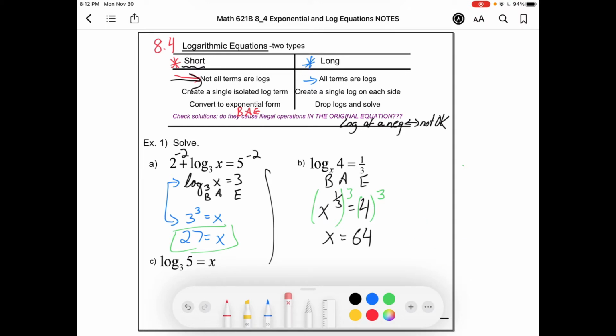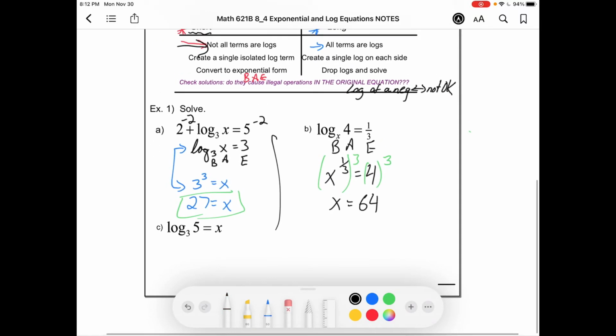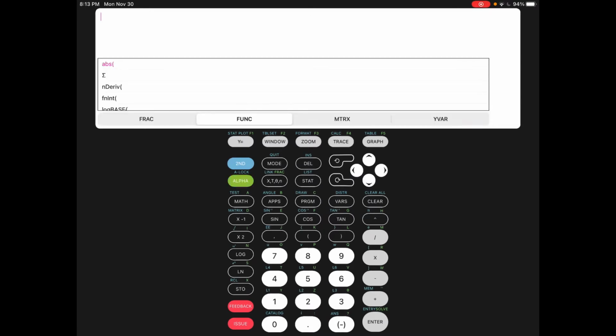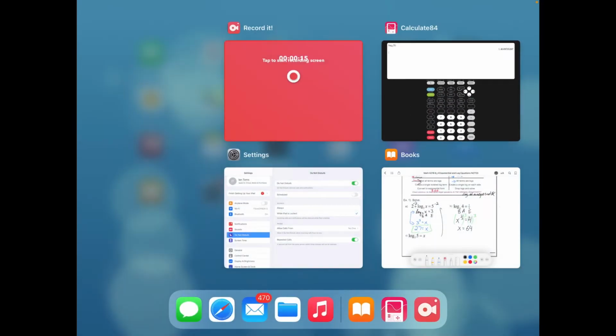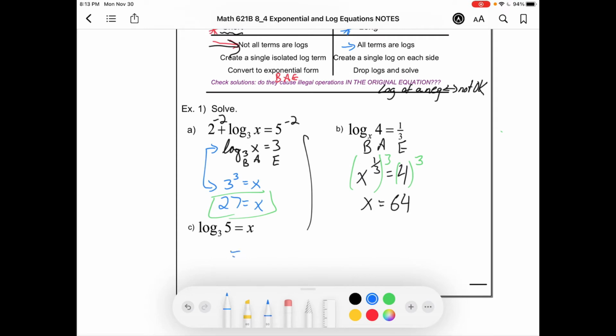Lastly, let's take a look at log base 3 of 5. Now, some of you are going to have a fancy calculator, and you can just type this in. So I can get the log base 3 of 5. Here's my log base 3 of 5. Gives me an answer of 1.46 roughly. Okay, so that's my answer.